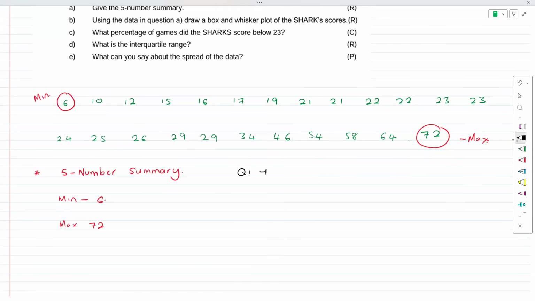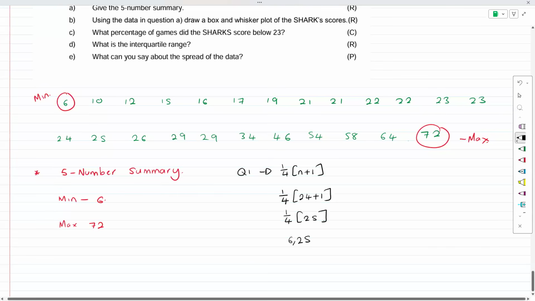But quartile 1. So quartile 1 is 1 over 4 times n plus 1. So this is 1 over 4, and we can use 24 plus 1. So that's 1 over 4 and 25. Okay, this would be 6.25. Please understand, 6.25 is not very easy to deal with, but we need to count. We need to be able to count the position. It will work out generally perfect, but let's go, right?